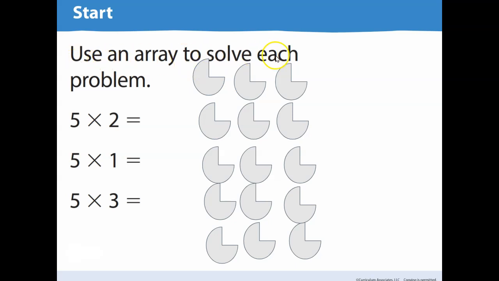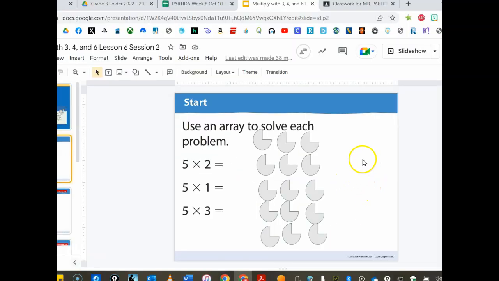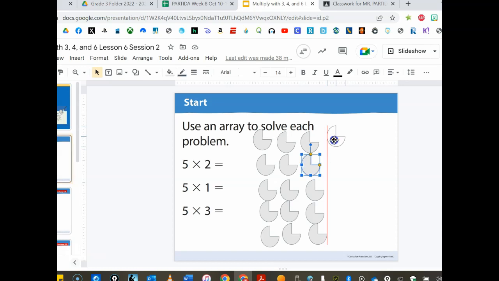It says use an array to solve each problem. Okay? So like this. Check it out. This one right here. See this? 5 times 2, okay? So how many rows am I going to need? 5. With how many in each row? 2. 1, 2, 3, 4, 5.